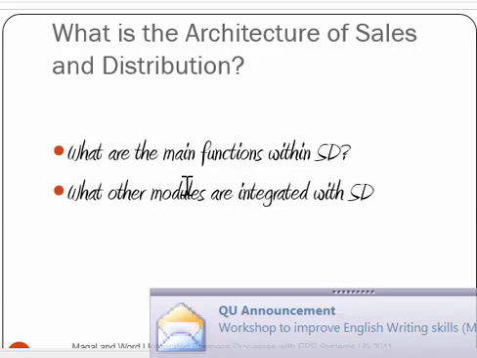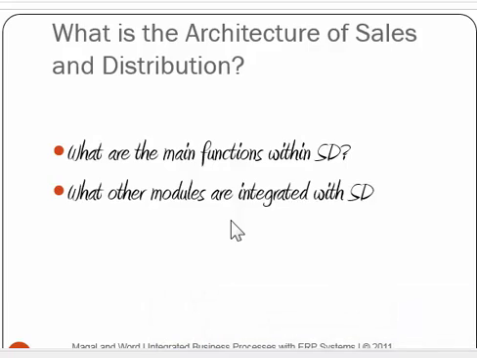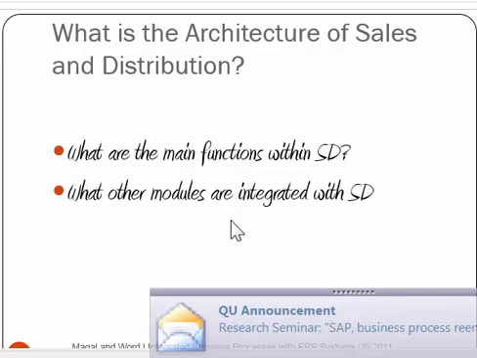So the modules that are involved in sales and distribution are customer relationship management, accounting, of course, sales and distribution, and inventory. Yes. So all four are part of the process.